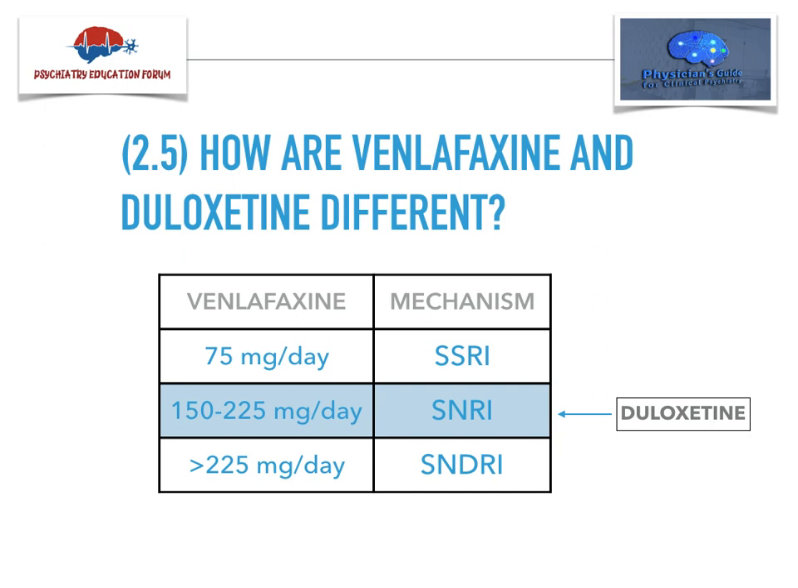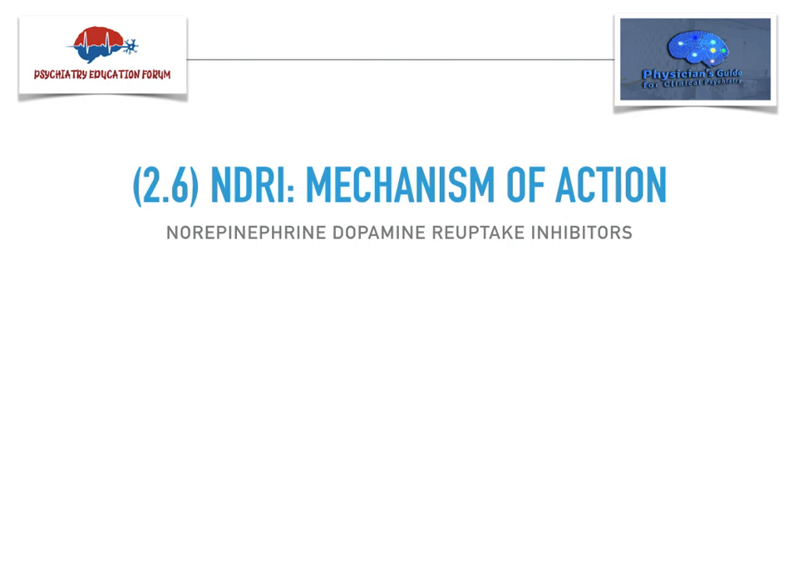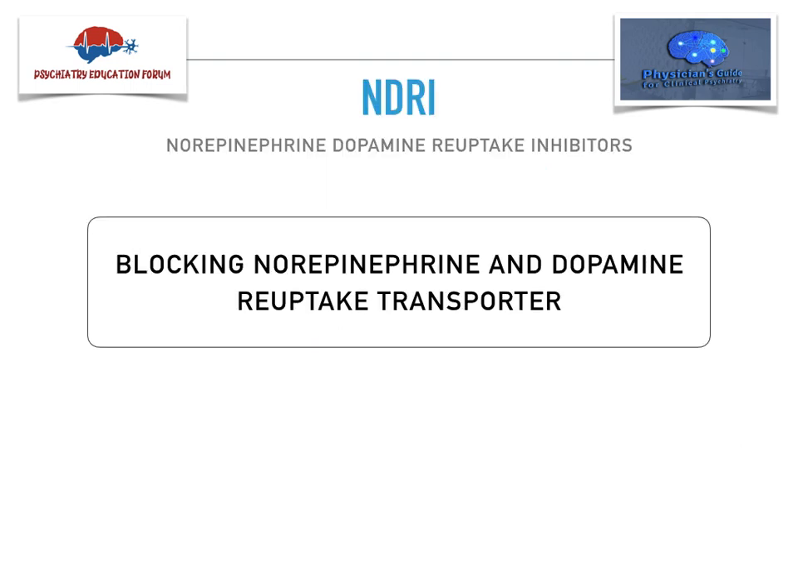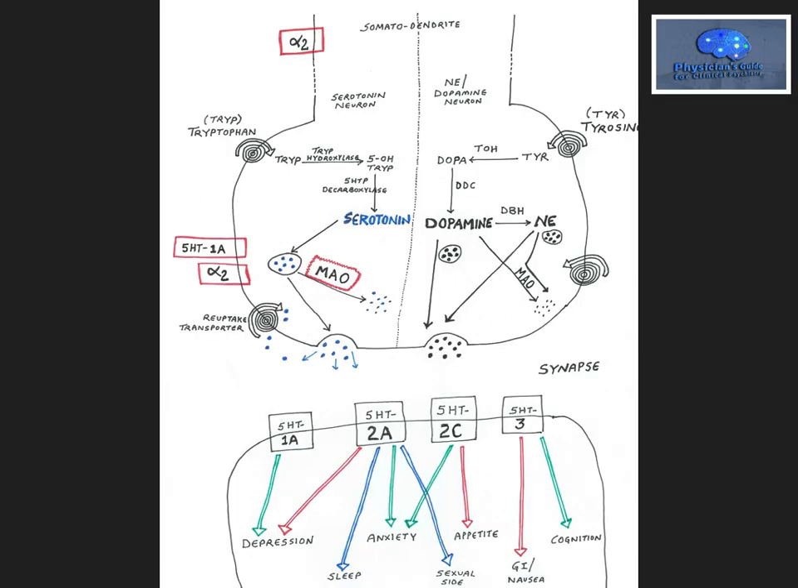So moving forward to our sixth question here, which is mechanism of action for NDRI, which is norepinephrine dopamine reuptake inhibitors. And at this point, we only have one medication here, bupropion, Wellbutrin, very important medication. So how does it work? Well, it blocks both norepinephrine and dopamine reuptake transporter. Here is a diagram. So it blocks only the dopamine and norepinephrine one, not the serotonin one.